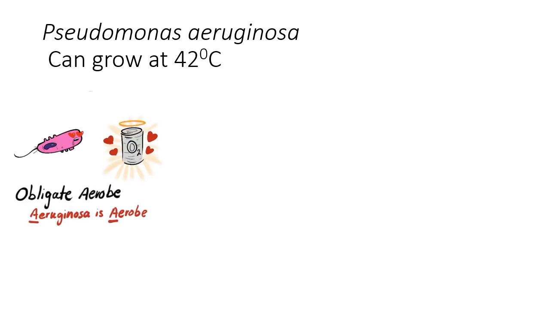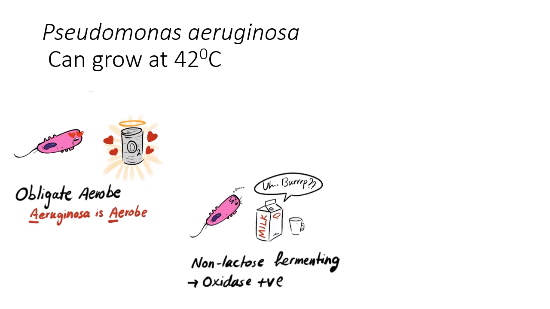The most important characteristic of Pseudomonas aeruginosa is that it's non-fastidious. It can grow at any temperature, especially 42 degrees. It's an obligate aerobe, so it loves oxygen, and you can remember aeruginosa, A stands for air. And it's a non-lactose fermenter, so it does not produce any change in color on the agar. But it's very important for you to remember that it's oxidase positive. So this is the main difference between Pseudomonas and the other group, Enterobacteriaceae, which are all oxidase negative.